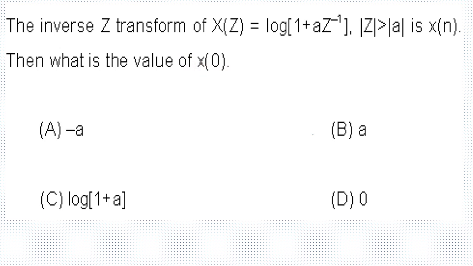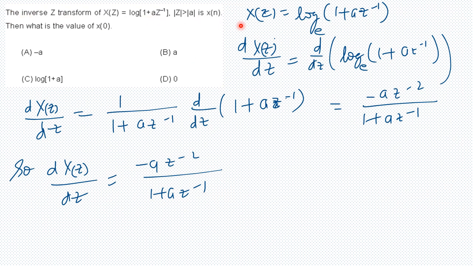So let us proceed. Here what we can do is first take the differentiation of this X of z expression. Why we are taking differentiation is because there is a log term, so we may be able to use some property of the z transform. So we are differentiating it once, with respect to z.